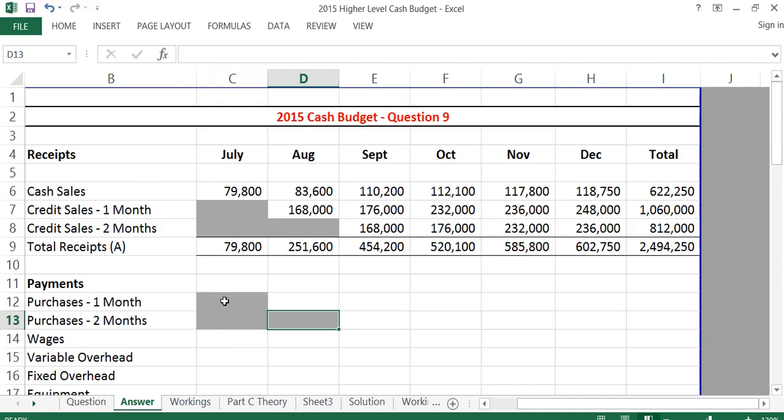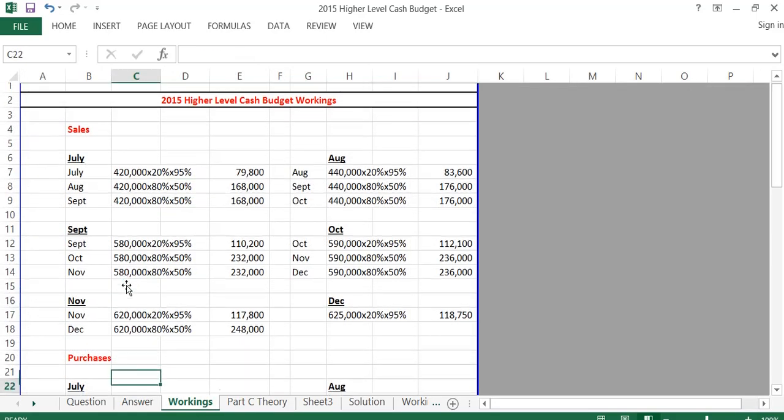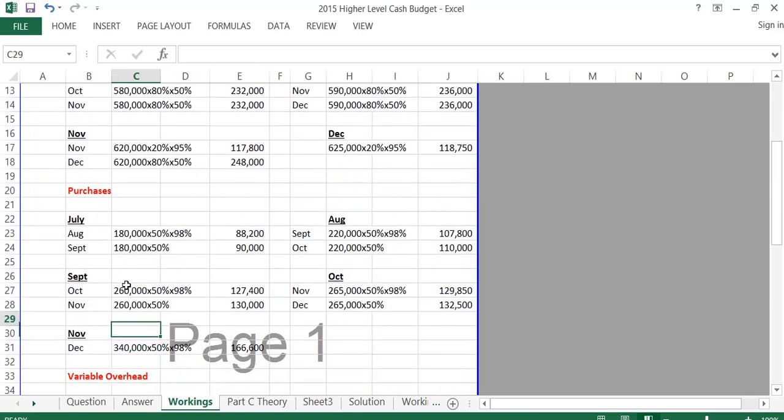And in August, it wasn't set up 2 months previously, which was in June, but there is purchases that I have to pay for from July. So to start off then, the July, to work out my July purchases again, I'll just show workings here. So my purchases in July are 180,000.